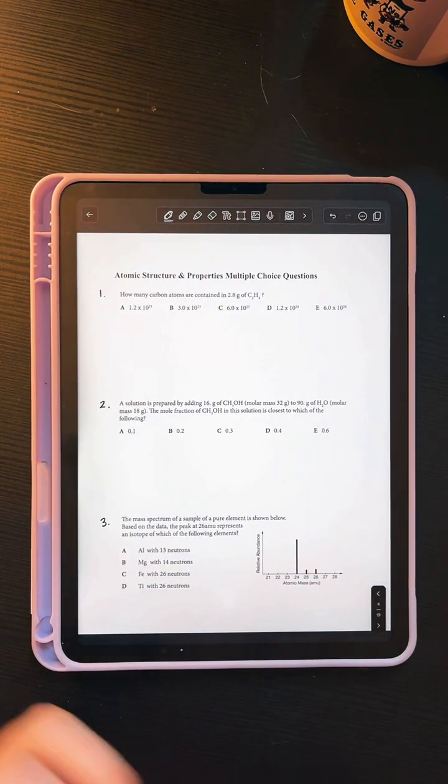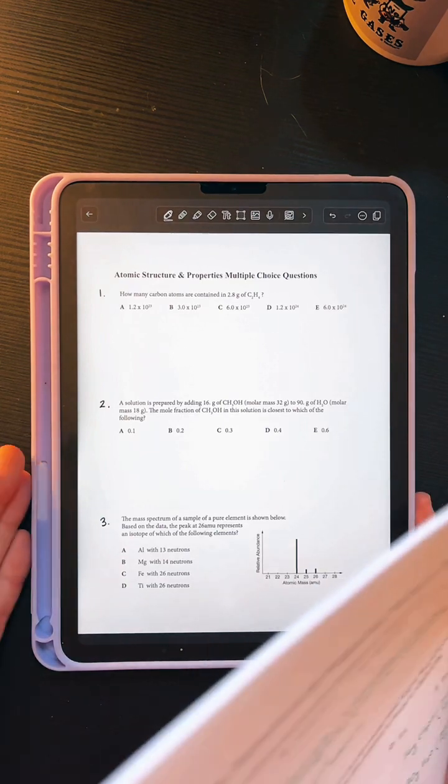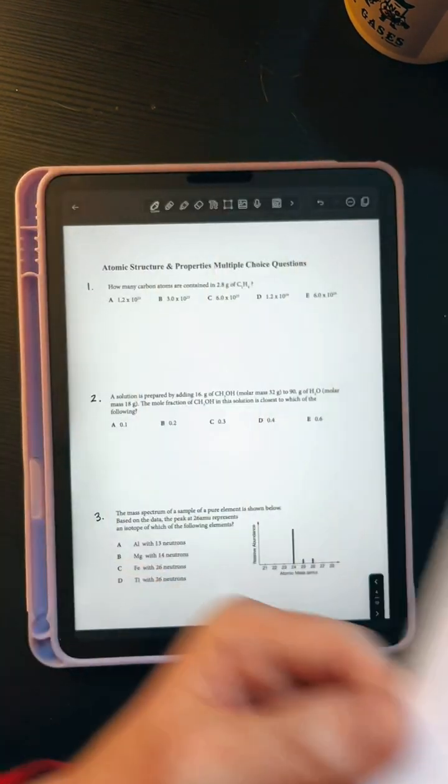So now we're going to start going into some practice problems. If you want, those are the answers.